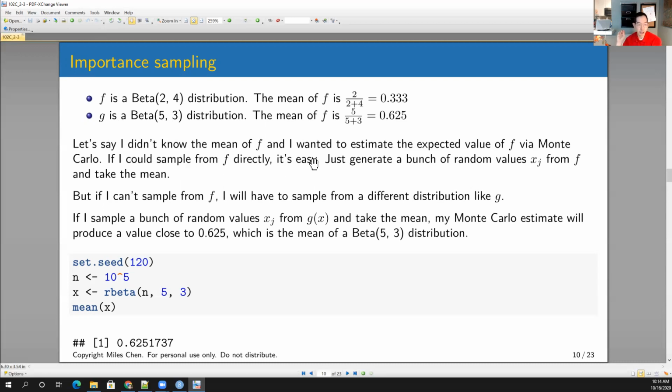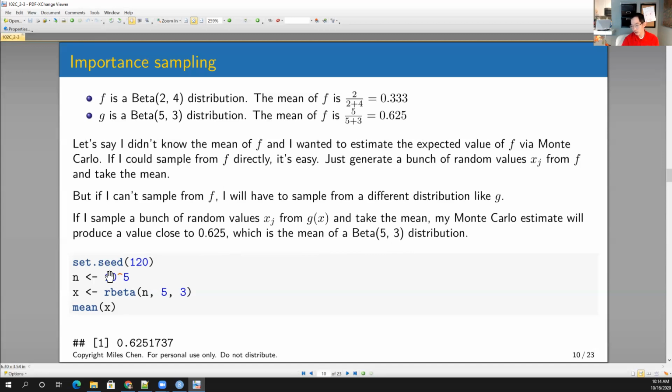All we do is generate a whole bunch of values from f and then we take the mean, right? But what we're stuck with is that we have to generate values from g. If I generate a bunch of values x from g and then take the mean, my Monte Carlo estimate is going to produce a value close to 0.625, which is the mean of the beta 5-3 distribution. So this should come as no surprise.